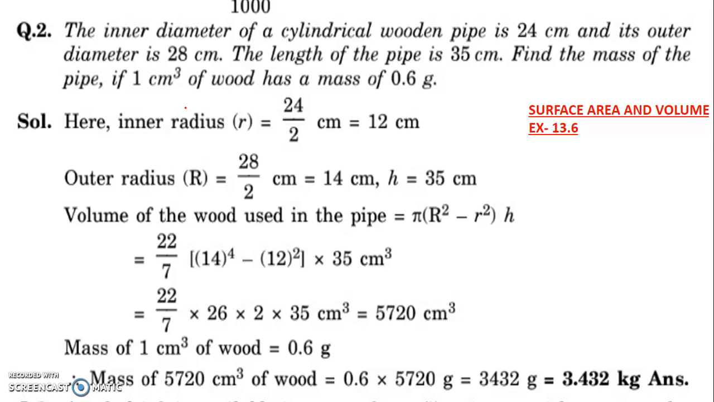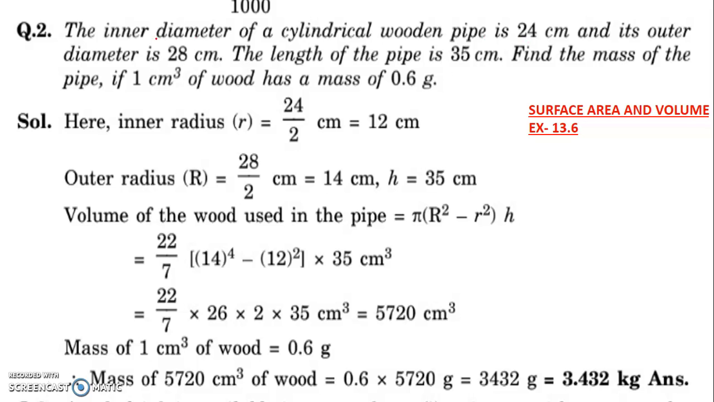Okay, so some students are finding this question number 2 difficult, so I will explain it. We are doing Surface Area and Volume, exercise 13.6. Alright, question number 2. It says the inner diameter of a cylindrical wooden pipe is 24 centimeters.